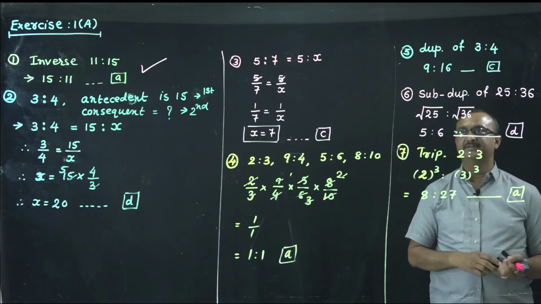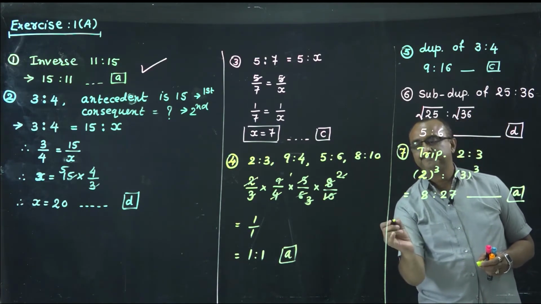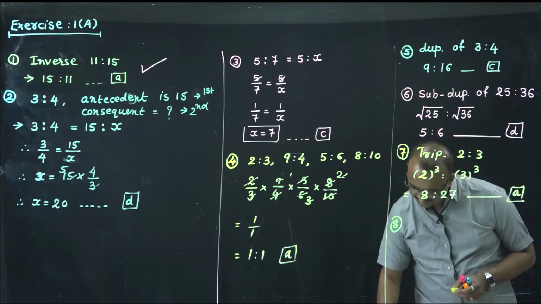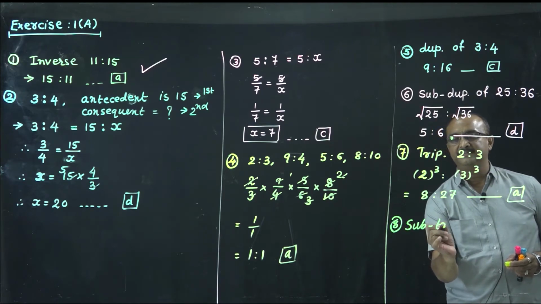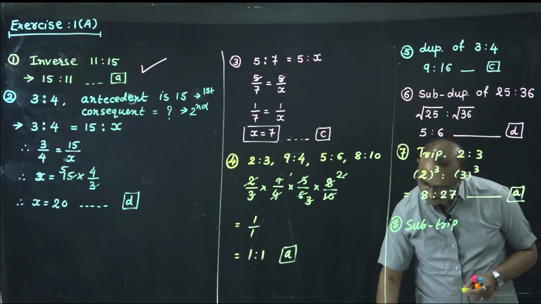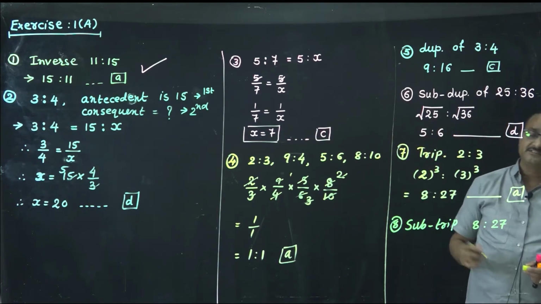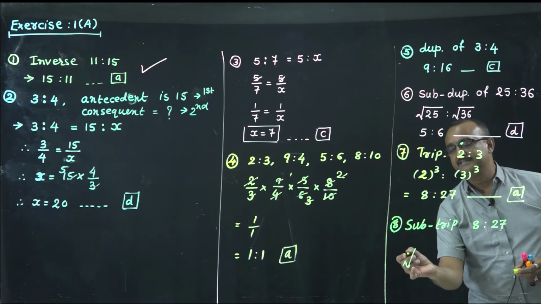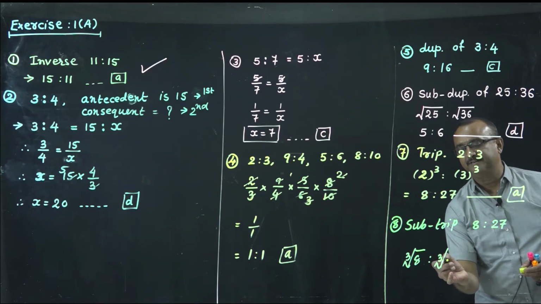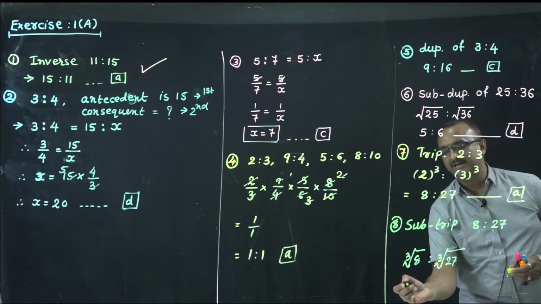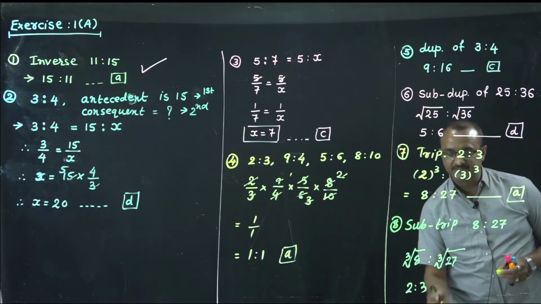Now question number 8 is given by the subtriplicate ratio. The subtriplicate ratio of 8:27. What is a subtriplicate ratio? It is the cube root of 8 is to the cube root of 27, and our answer is 2:3. Option C is correct.